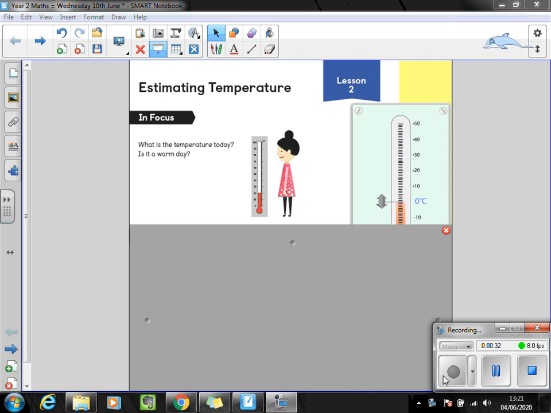Now, look out the window today. What do you think the temperature is today? Is it a warm day? How do you know it's warm? Or is it a bit of a miserable cold day? And how might you know?